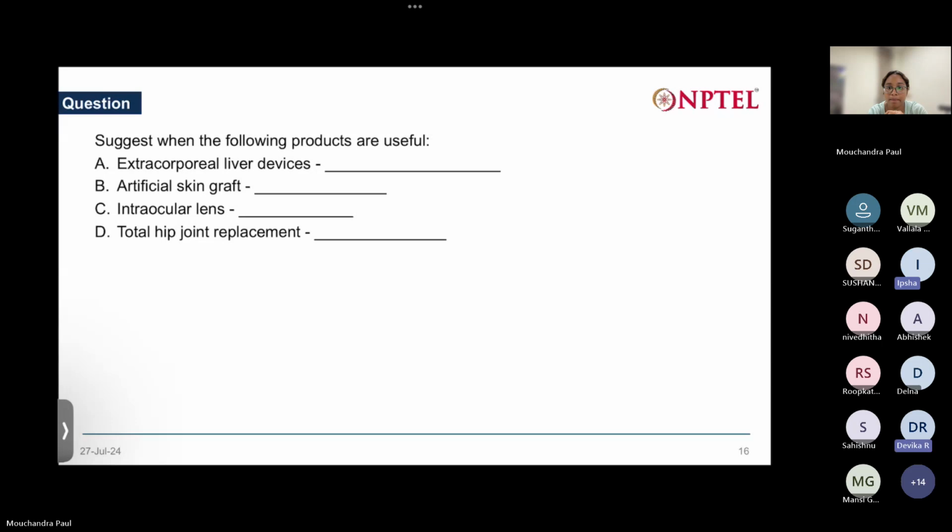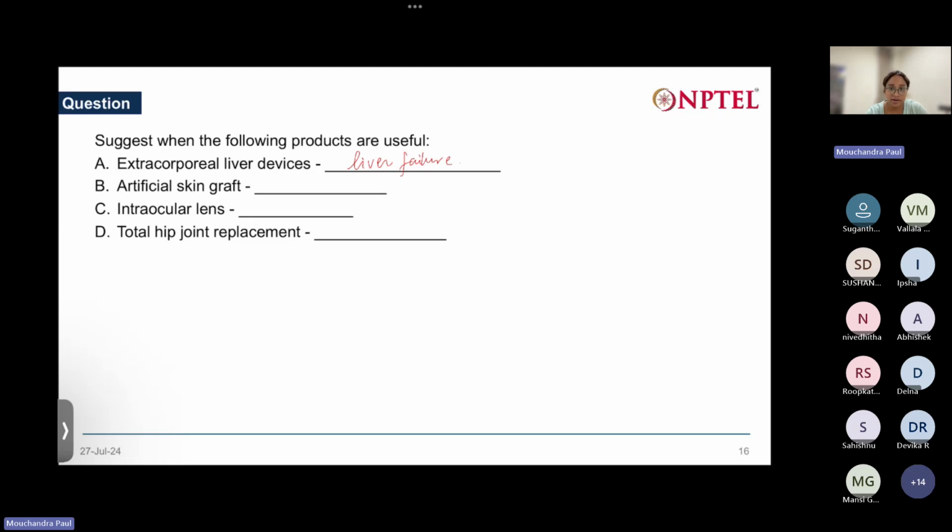Ma'am, acute liver failure. Yes, yes. It will be useful for those patients whose liver has stopped working, and maybe they are waiting to get a new liver from a donor. So for the period of time they are waiting, the doctor can recommend that you use this extracorporeal liver device in order to sustain you for the period of time that you have, right?